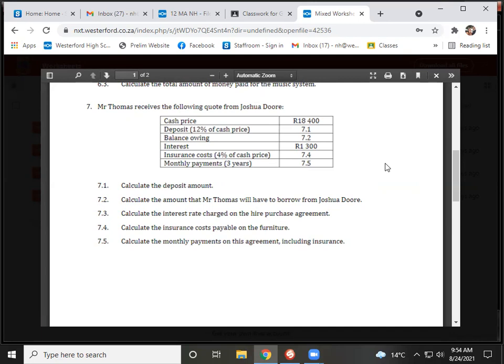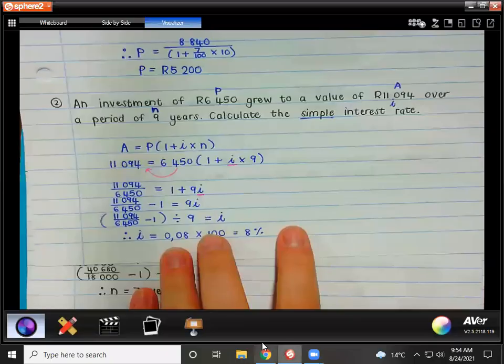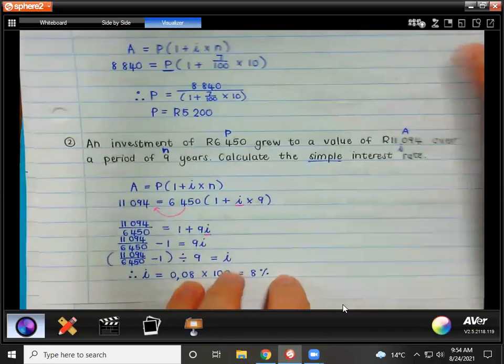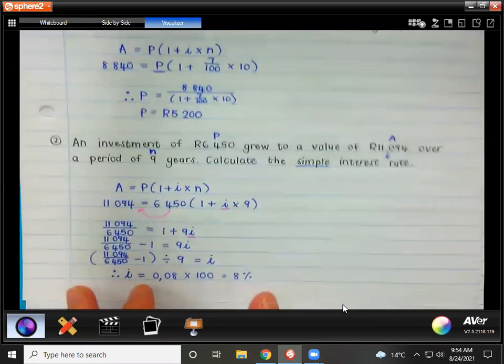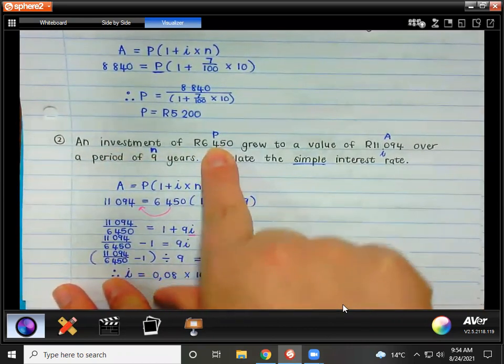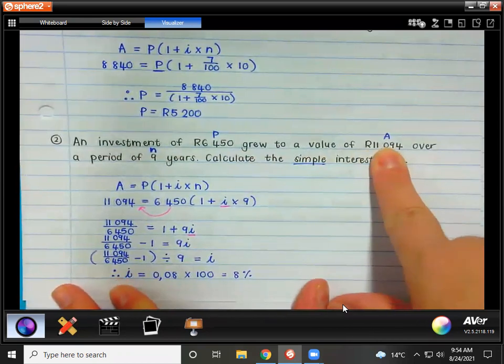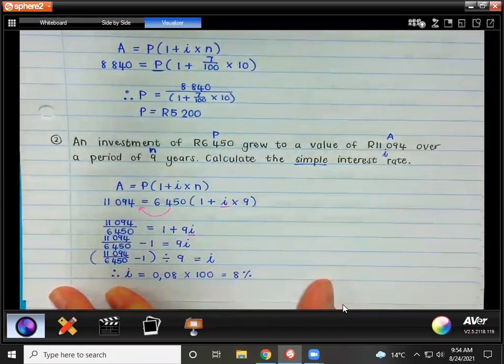You might have it from yesterday. Let's actually look at the note that we wrote down together. Go to the note of finding other values. There we go, finding other values using the formula, Example 2. Because we calculated the interest rate there. I think we wrote this down on Wednesday last week. An investment of P amount grew to a value of this, which is A, over a period of 9 years. Calculate the simple interest rate.